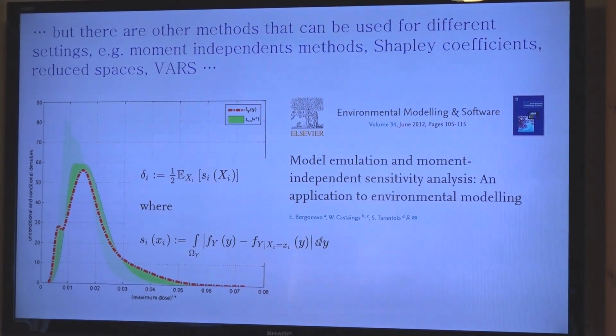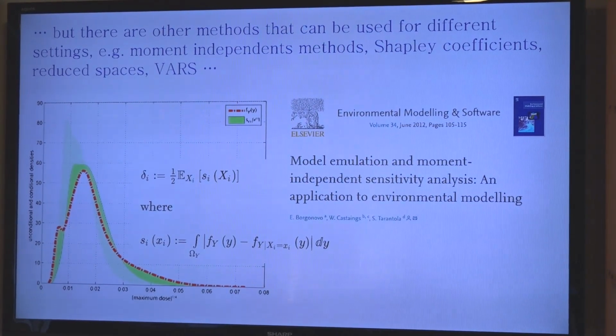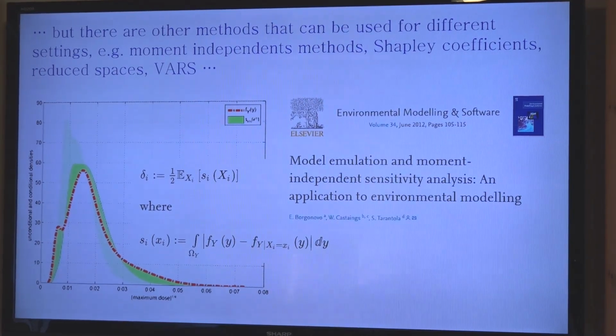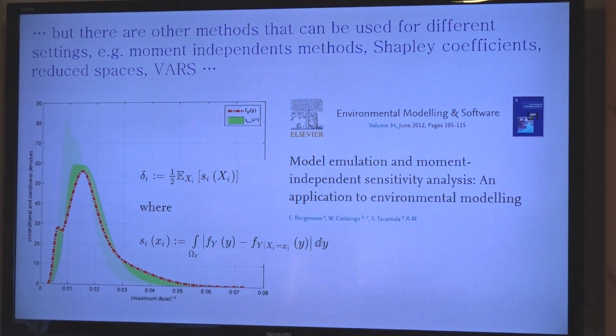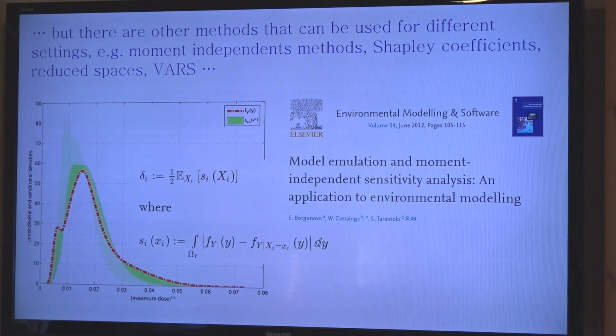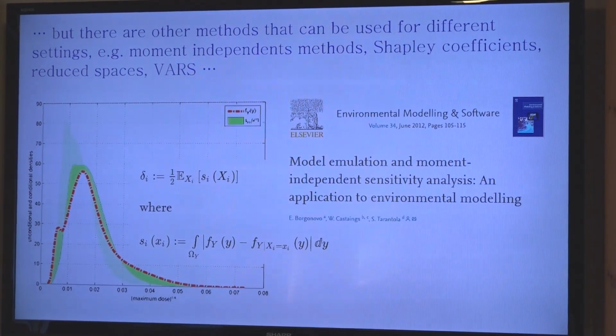Now, if the output curve has a long tail, maybe it's better not to use variance-based, but use moment-independent methods, which again are based on fixing a value and looking at what happened to the entire distribution of the output, and then doing an average of this. It's a very similar philosophy to the sensitivity indices, okay? This is an article of Borgonovo.